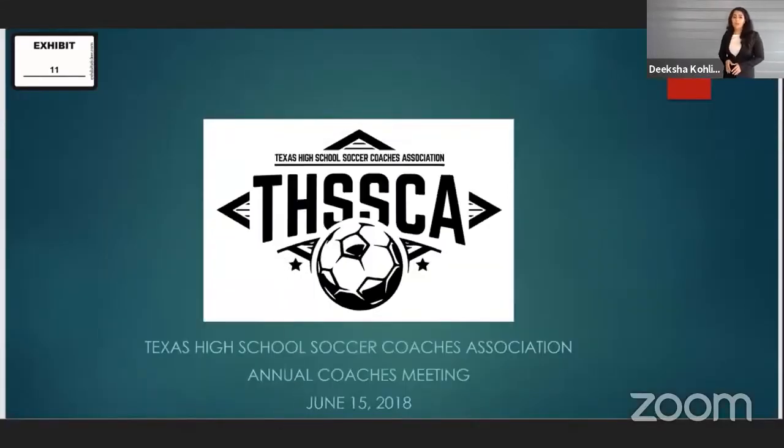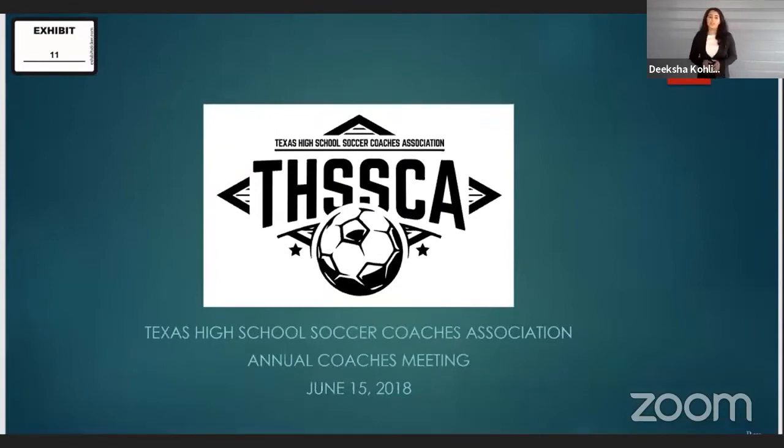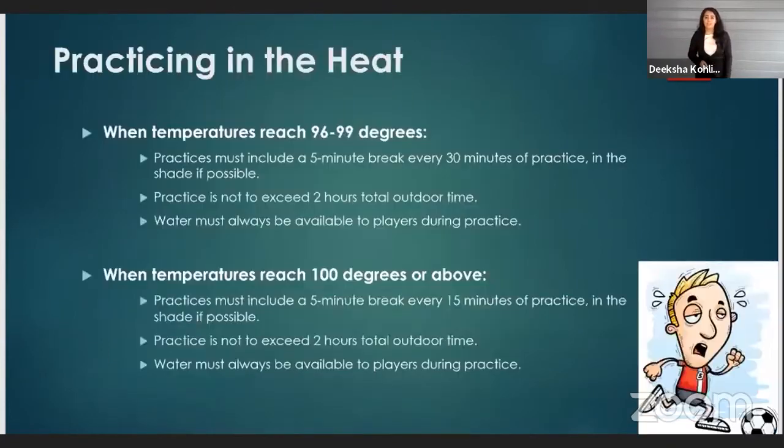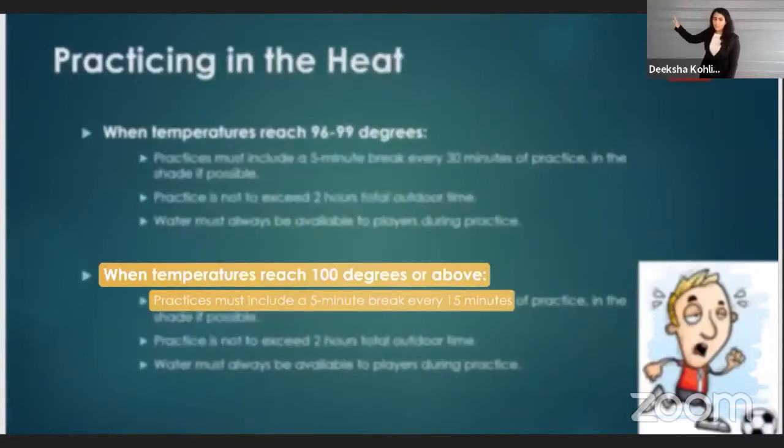Now, I want to compare what the Texas High School Association told you in June to how you conducted your practice in September. Now, you mentioned on direct examination that you thought of these as recommendations, right? Yes, ma'am. But here it says that when the temperatures exceed 100 degrees, coaches must give their players breaks. It does say that. Coaches must give their players breaks every 15 minutes.